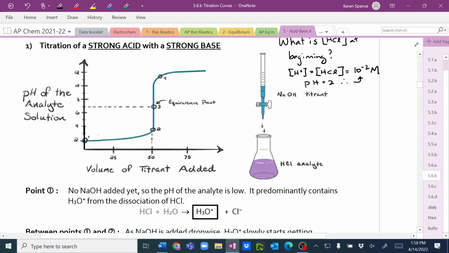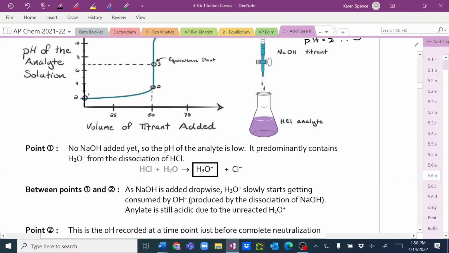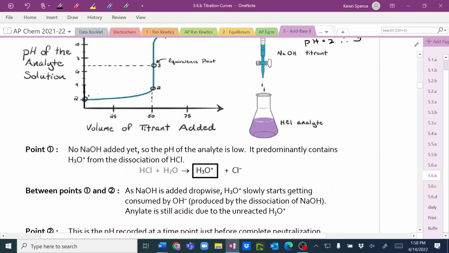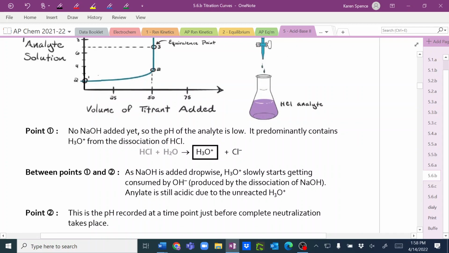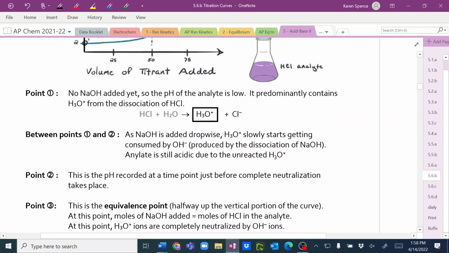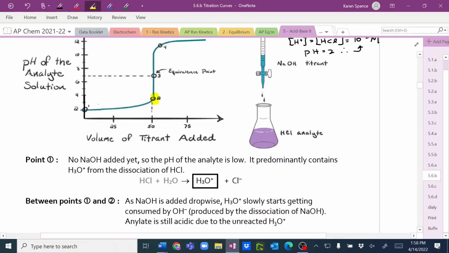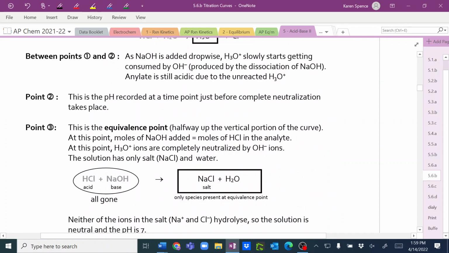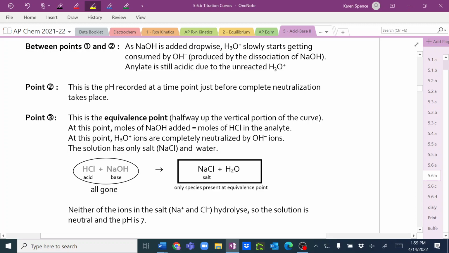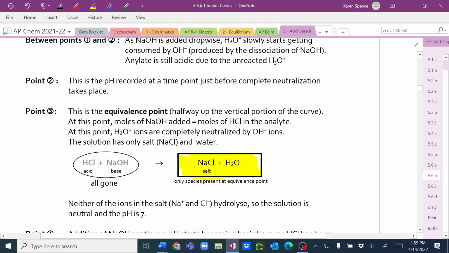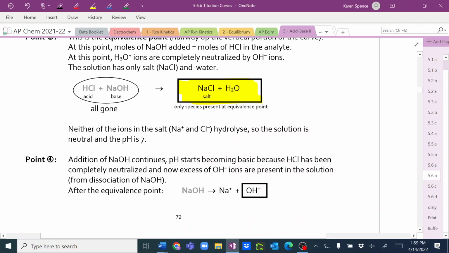So there's a lot of rambling on in here. As NaOH is added dropwise, H3O+ slowly starts getting consumed by the hydroxide, and the analyte is still acidic due to the unreacted H3O+. This point right here is just before neutralization takes place. This is just after neutralization takes place. And at the equivalence point, all you've got, like you said, is that salt and water, and they do not hydrolyze, and so we are at pH 7.